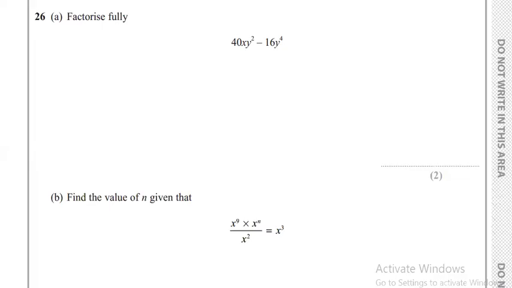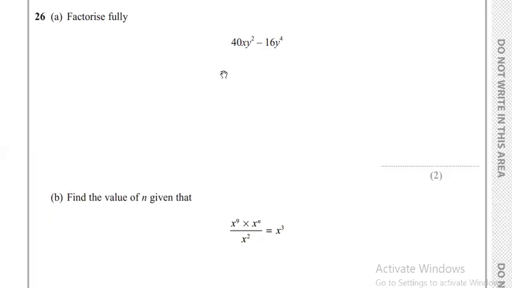Section B, Question 26. Question 26A, factorize fully. Here we have 40xy power of 2 minus 16y power of 4. Now, in a question like this, we have things in common between these two elements. This means we're going to use the breaking down of elements method.